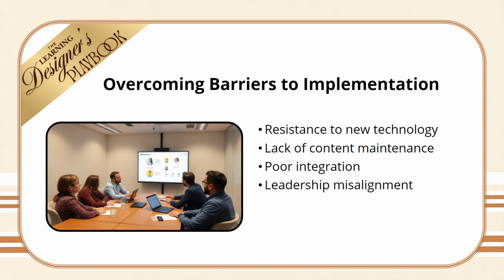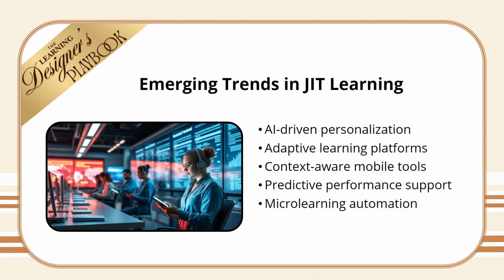Poor integration is another issue. JIT tools must fit naturally into existing systems to gain adoption. Leadership misalignment can also stall progress. Leaders must model usage and communicate the value of JIT learning. When they champion these tools, employees are more likely to engage. Continuous feedback loops between designers, managers, and users ensure sustainability. Addressing these barriers early keeps your JIT strategy strong, credible, and scalable.